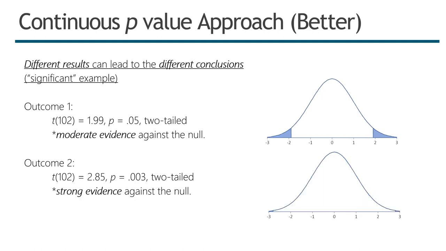The continuous p-value approach also has advantages when considering two significant outcomes. In outcome 1, you have a p-value of 0.05. Again, moderate evidence against the null. In outcome 2, you have a p-value of 0.003, which would be considered very strong evidence against the null hypothesis. While both of these would meet the criteria for a significant result in terms of the threshold approach, using the continuous p-value approach allows you to gain more information from the actual data, a more precise, more accurate characterization of the strength of the evidence against the null hypothesis.